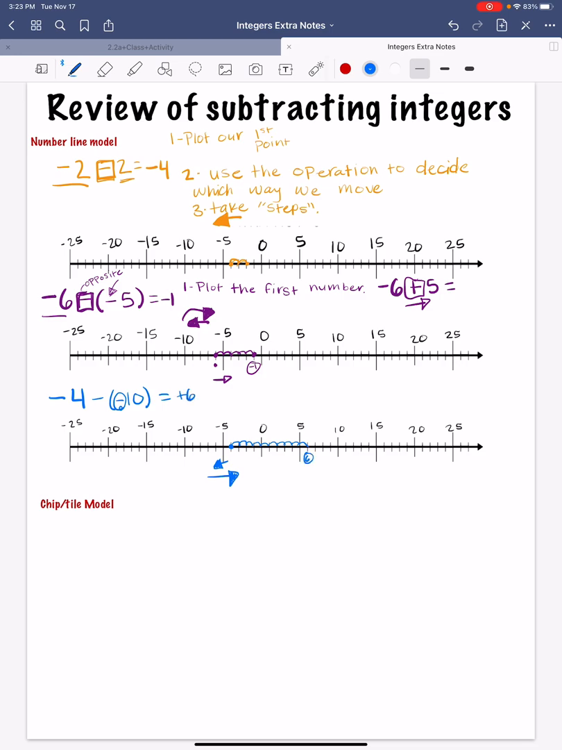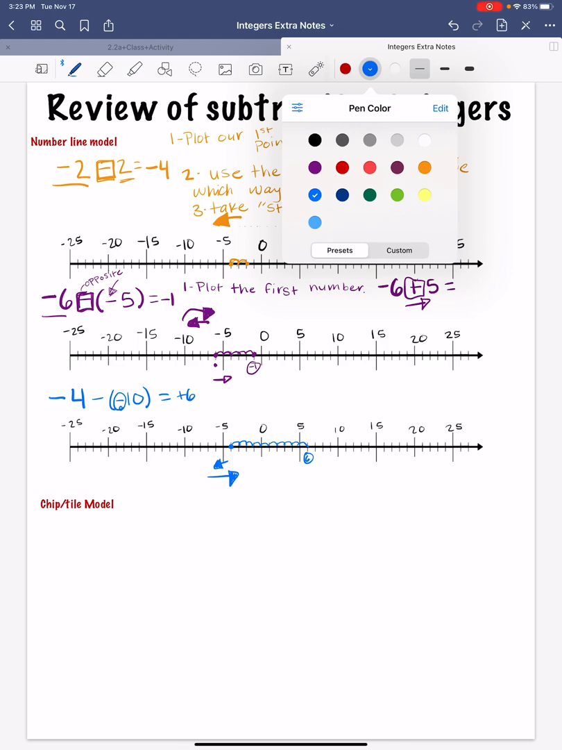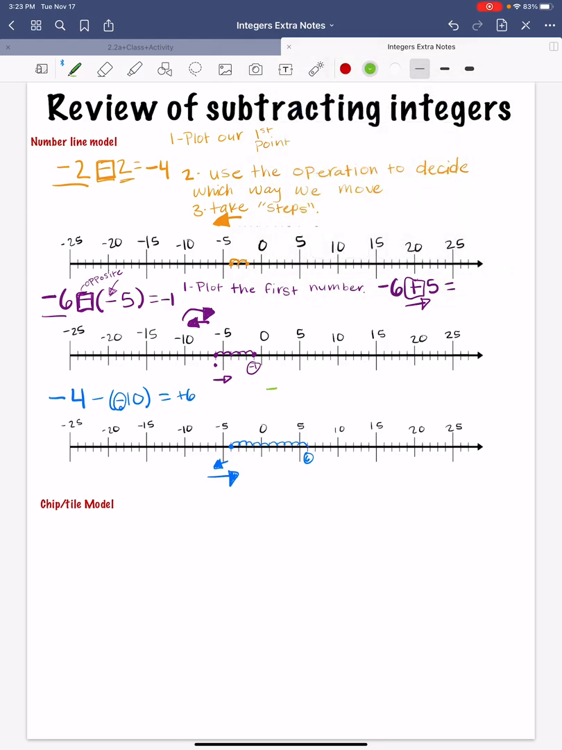Okay, we also could have thought of this, I'm going to change colors again here so we can see the differences, as negative 4 and the opposite of negative 10, which is 10. So then we would have said, hey, here's negative 4, and this tells me to move positive direction or to the right or up on a vertical number line, and we would take 10 steps. 1, 2, 3, 4, 5, 6, 7, 8, 9, 10. And we end up at 6 either way.